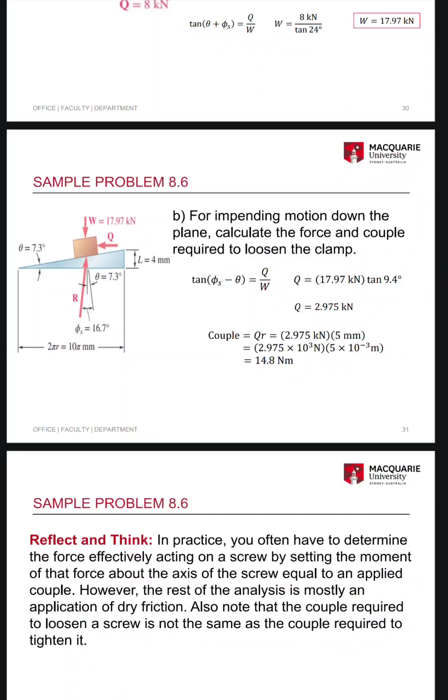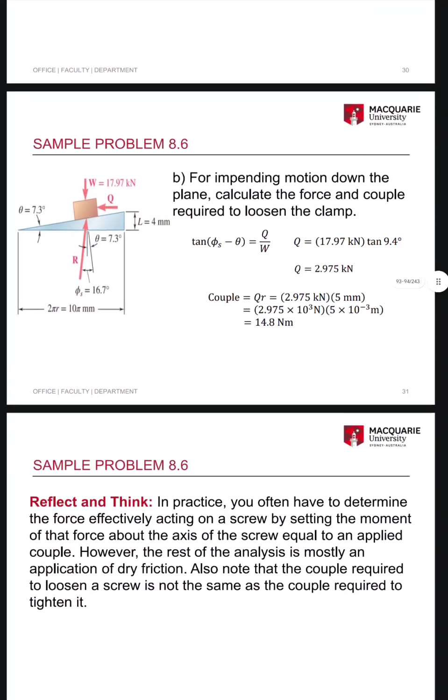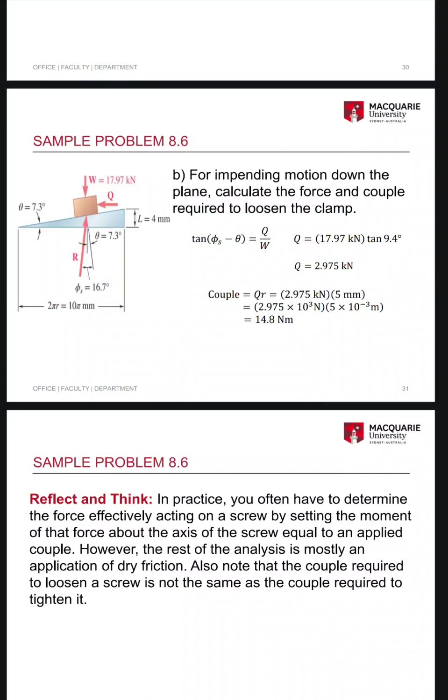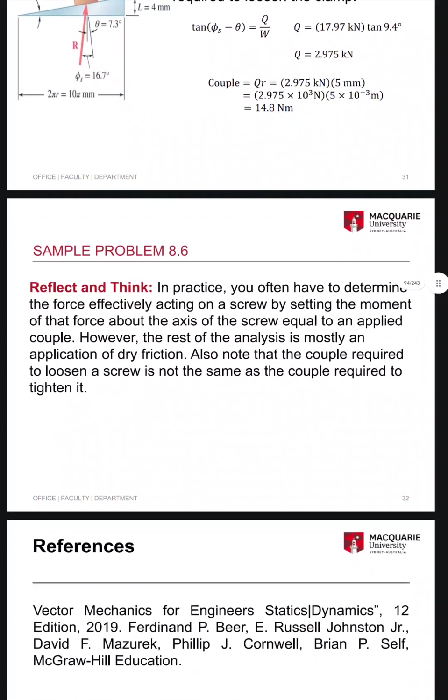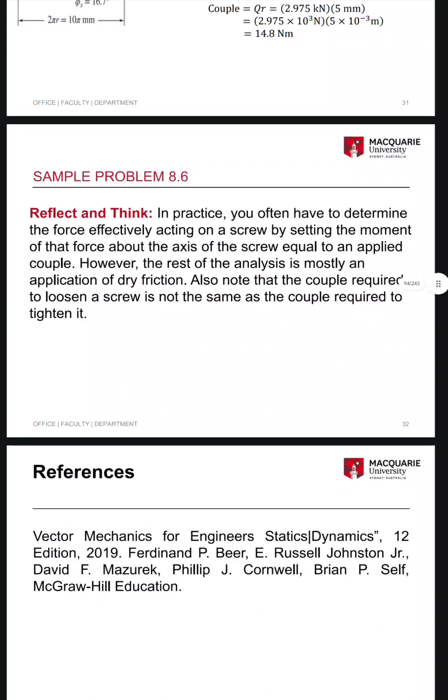Then phi minus theta equals Q by W. Q equals 7.97 kilonewton, tan 9.4 degree. Q equals 2.975 kilonewton. Couple QR equals 2.975 kilonewton, 5 millimeter, equals 4.8 newton meter.